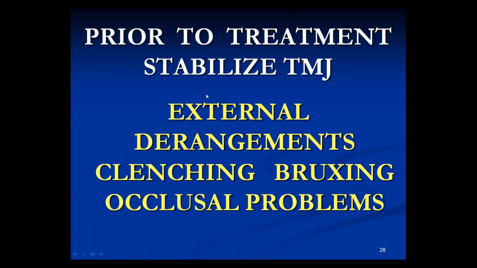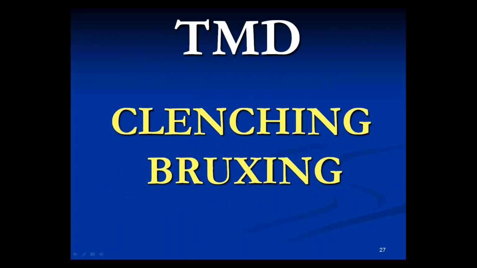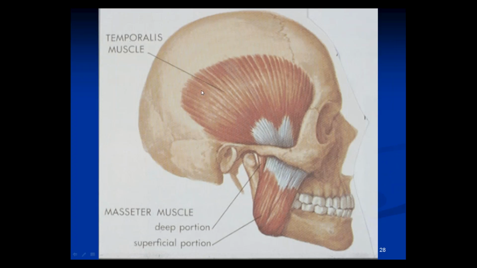Now, that's internal derangement. What about external derangement? Okay, external derangement is clenching and bruxing and occlusal problems. I'm not going to talk about occlusal problems tonight, but I'm going to focus on the clenching and the bruxing. Okay, so that's a TMD problem. The muscles are sore because the patient's clenching and bruxing all night, and these muscles are really sore.